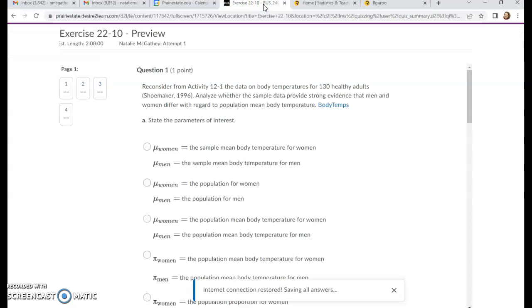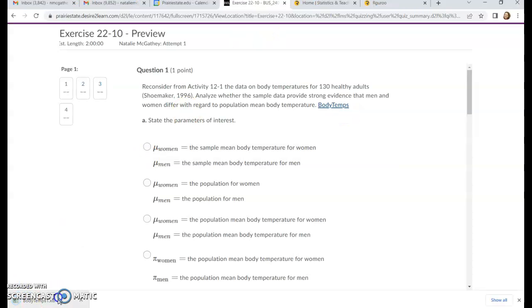All right, statistics students, I just want to bring your attention to exercise 22-10 because in this exercise you need to use raw data to do some inference. Here we're going to consider the activity where we looked at body temperatures for 130 healthy adults. And we want to analyze whether sample data provide strong evidence that men and women differ with regard to population mean body temperature. So here is the file.